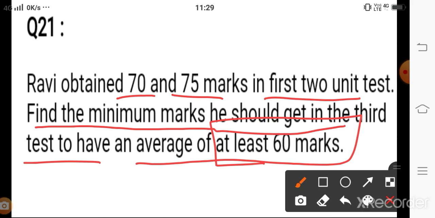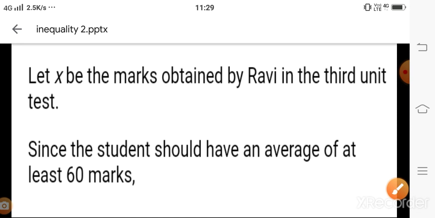In the concept here, we have to find the average. How to find the average? This we know. We consider the sum and the total number of observations. Here we are getting 3 values, so 3 is the total number of observations, and if you have to find the average, then we add the marks and divide that value by 3, and that average should be greater than or equal to 60. Then let us solve this.